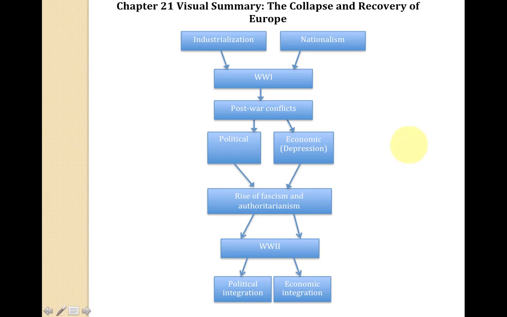Finally, the visual summary. Industrialization and nationalism were the key factors that caused World War I. After World War I, there were two key conflicts, both political and economic. Those contributed to the rise of fascism and authoritarianism in the 20s and 30s. Those contributed to World War II, and the effects of World War II were political integration with things like the Marshall Plan and NATO, and economic integration, especially with the European Union. That's our overview for Chapter 21.